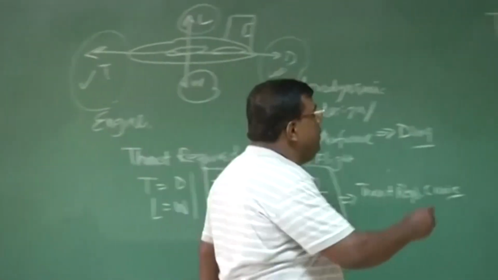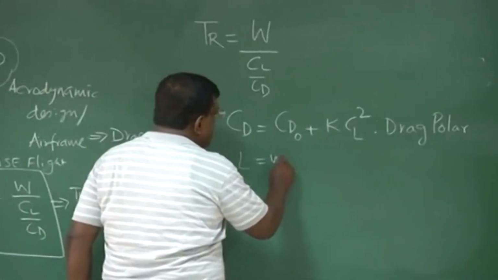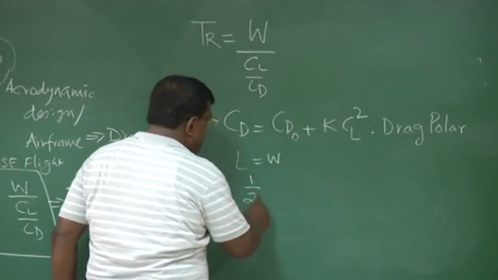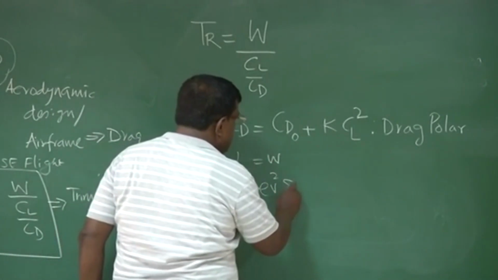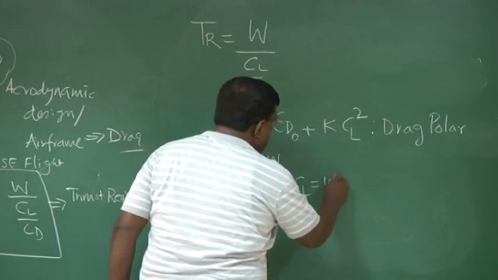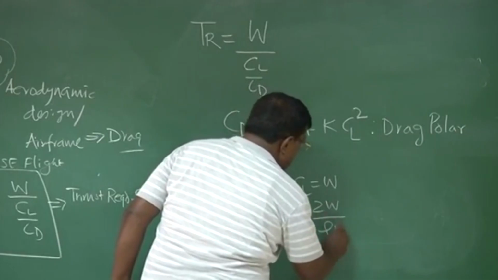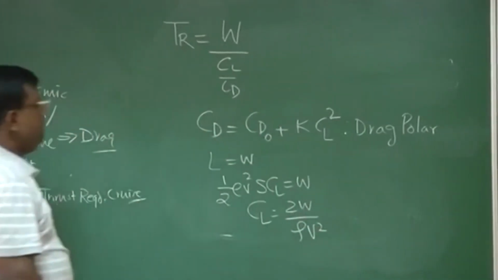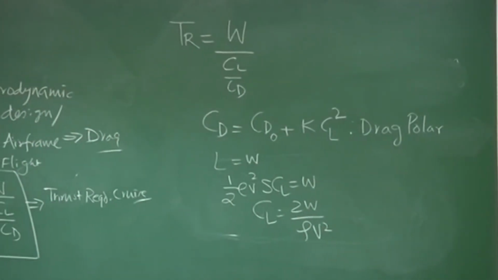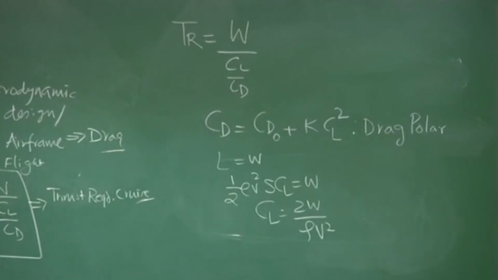That is from lift equal to W. So I know half rho V square S CL equals W, so I know CL equals 2W by rho V square S. So now again see this, what is our aim? Our aim is to calculate thrust required, right?